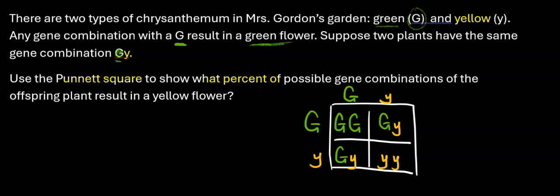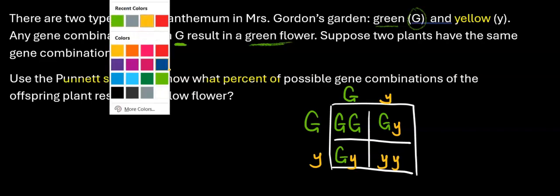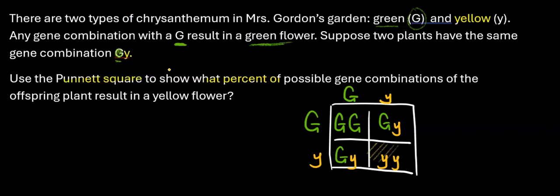Now, since this Punnett square was separated into 4 equal sections, each one is 25%. Now we can come here to look at what is the percentage we can get yellow flowers. You're right, that is 25%.